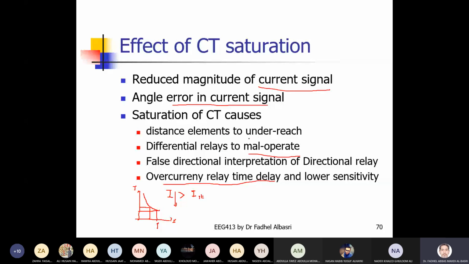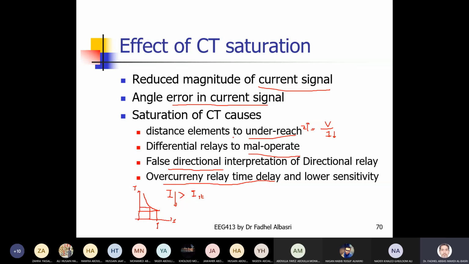Distance relays also might underreach. A distance relay takes the voltage over the current. Now, if the current drops because of CT saturation, the relay will measure an impedance higher than the actual one, and as a result it will underreach. So that also affects it. If you have directional relays, which take the difference between voltage and current angles into account, because the angle also gets distorted or changed, that might affect directional relays as well.